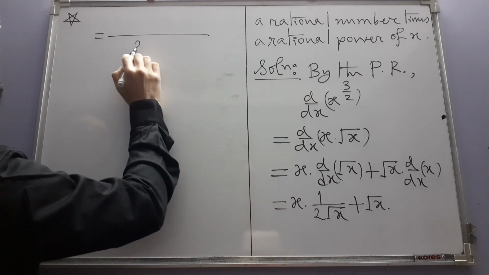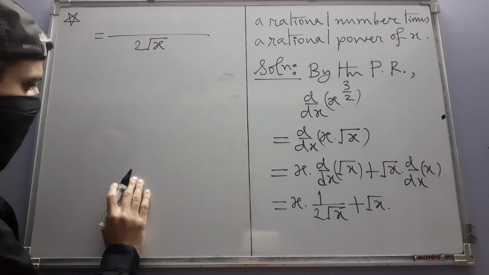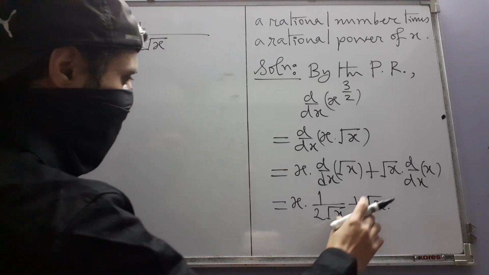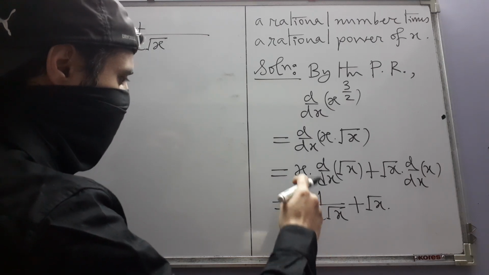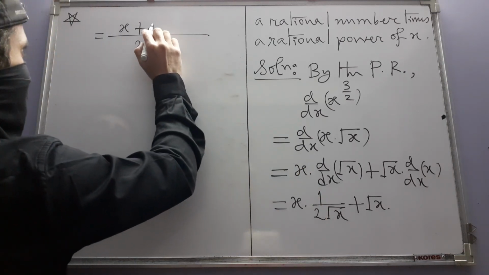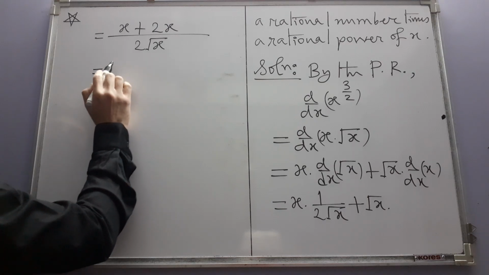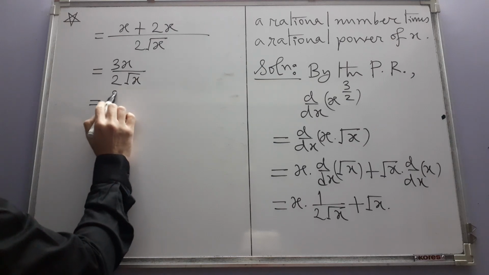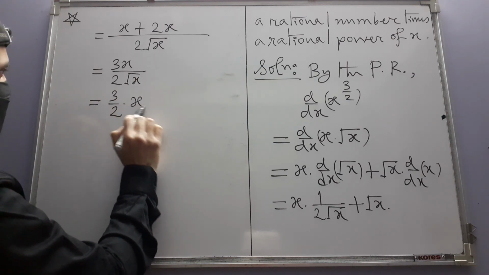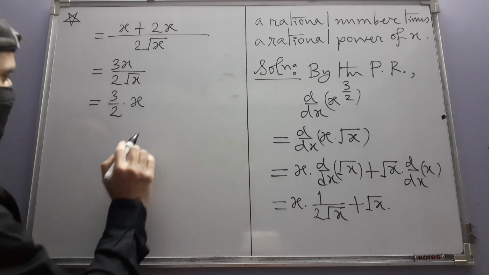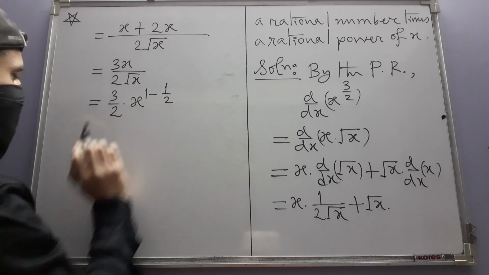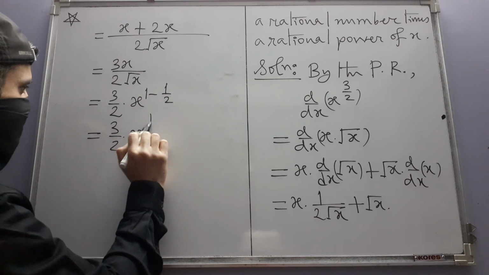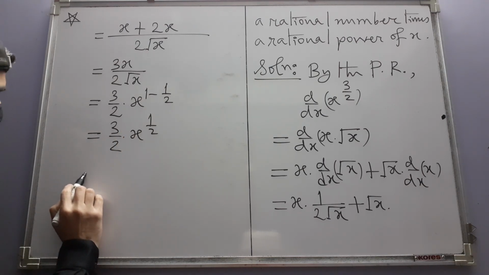If I write 2 root x as my denominator, then the first term in the numerator becomes x plus, and in place of this term we have 2 times root x times root x, that means 2x. So we are getting 3x divided by 2 root x, or 3 divided by 2 times x, where this is 1 and this is 1 over 2, the exponents. So by rules of exponents, we get this.